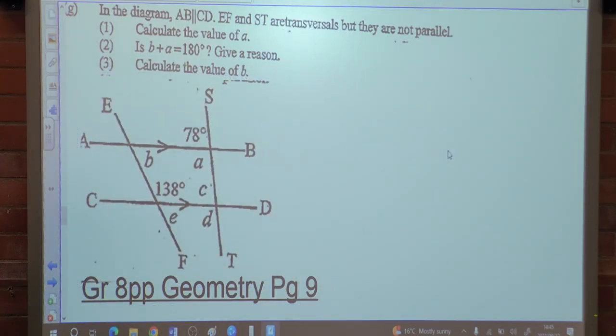Right, so here we're told in the diagram AB is parallel to CD. EF and ST are transversals, but they are not parallel. Calculate the value of A.